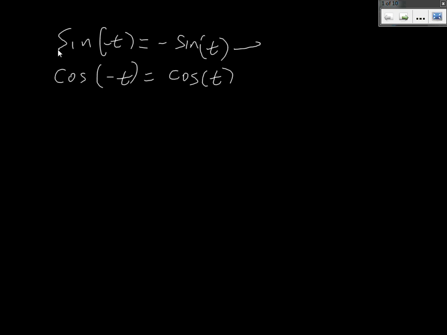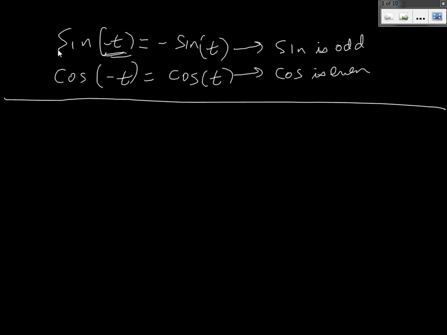What this is telling us is that the sine function is an odd function, because the negative from the negative argument comes out in front. The cosine, not caring whether you plug in a negative angle or a positive angle, is called an even function. And we are going to prove those two statements up there and a few more.